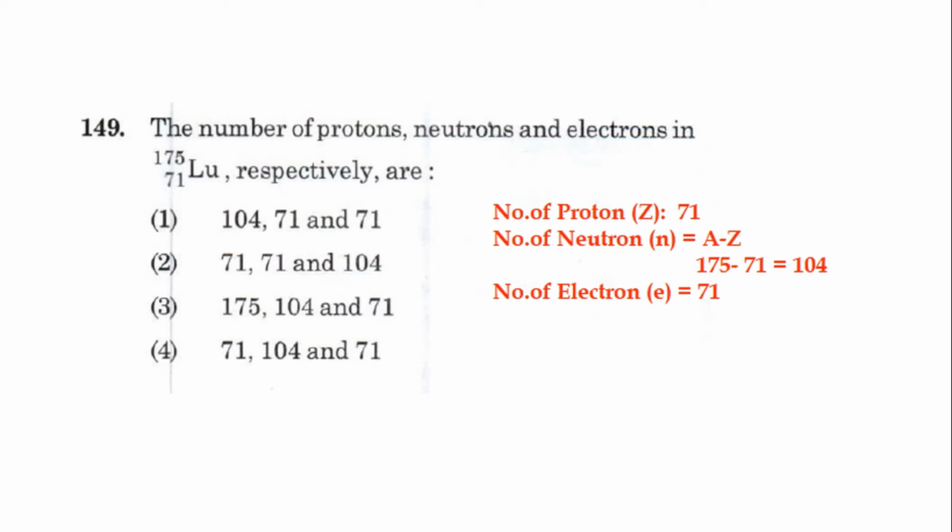So we know very well how to calculate the number of neutrons and protons. The atomic number is the number of protons and also electrons. So 71, and the number of neutrons is atomic mass minus atomic number. So we'll get 104. Based on this order, proton, neutron and electron, option 4 is correct.